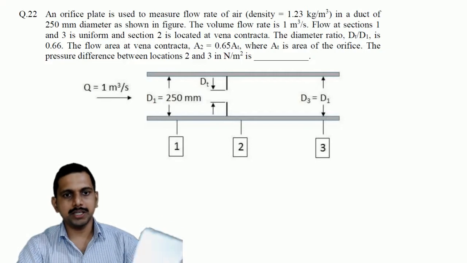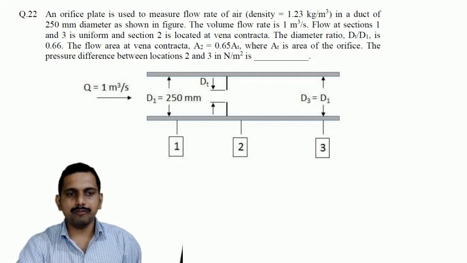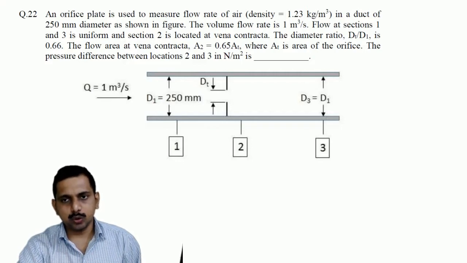An orifice plate is used to measure flow rate of air in a duct of 250 mm diameter as shown in the figure. Density is given as 1.23 kg per meter cube. The volume flow rate is 1 meter cube per second. Flow at section 1 and 3 is uniform and section 2 is located at the vena contracta. So vena contracta is section 2. The diameter ratio dt by d1, that is d throat to d1, is 0.66.